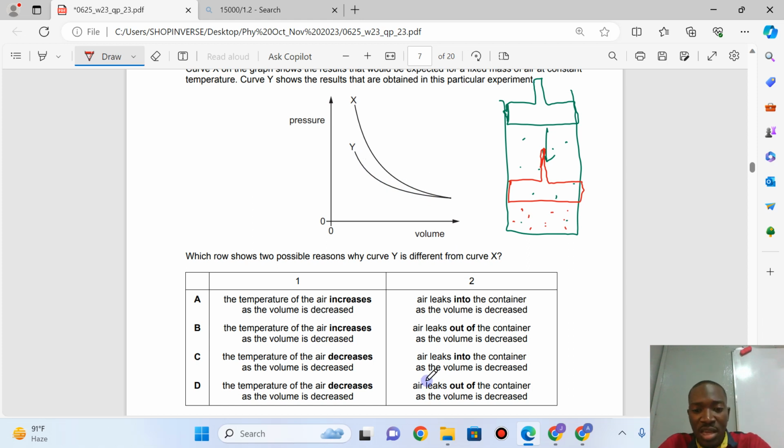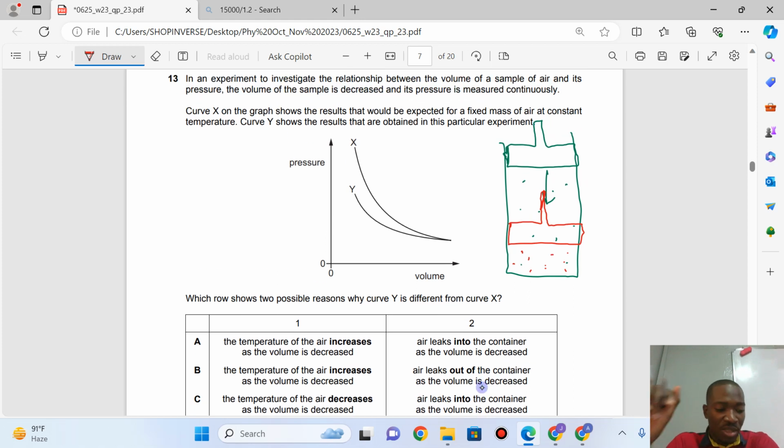Let's see the second part. Air leaks into the container as the volume is decreased. No, if you are decreasing the volume, air cannot be leaking into this container. Probably air is leaking out of the container. Air leaks out of the container as the volume is decreased. That's correct. That makes D the correct answer to question number 13.